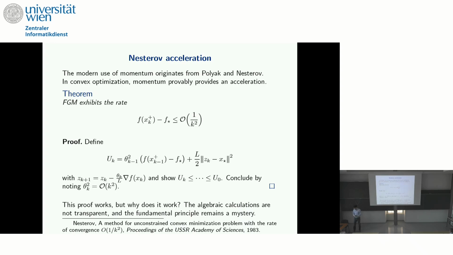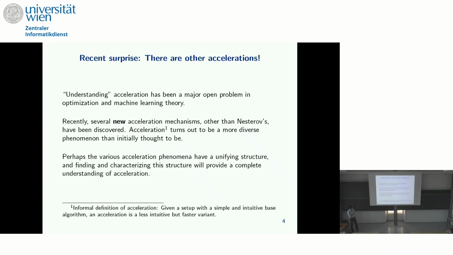I've written many papers on acceleration, and maybe some of the audience members in this room have a firmer intuitive understanding of the nature of acceleration, but I do not. When I read a proof like this, and even when I write proofs like these in my papers, I feel like these algebraic calculations are not transparent. In my view, the fundamental principle behind acceleration is still unsolved. Some people do share this sentiment. The problem of understanding acceleration is considered an open problem in machine learning and optimization theory.